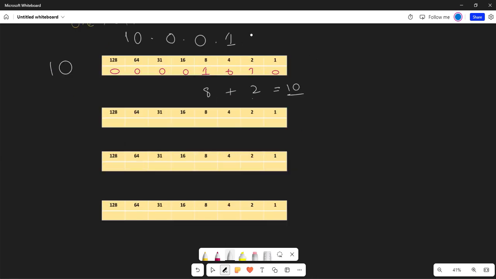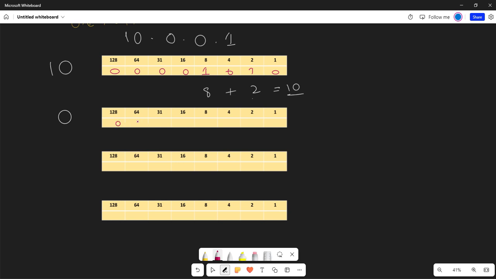For clarity and for showing you in a proper manner, I have drawn these 4 tables, and I have written the IP address at the top. And now we will try to convert this decimal IP address into binary. So for the first one, we have the number 8 bit on and the number 2 bit on. Now for the second, which is 0, it's very obvious what we are going to do. So we will turn all the bits off.